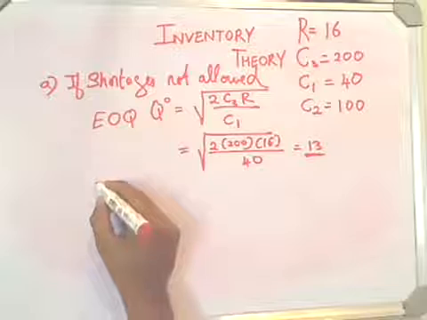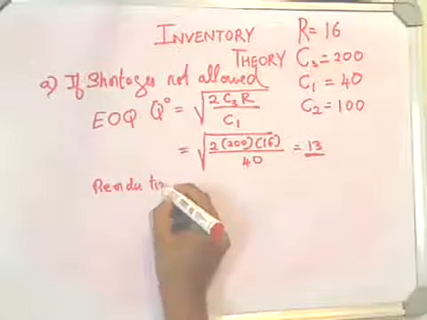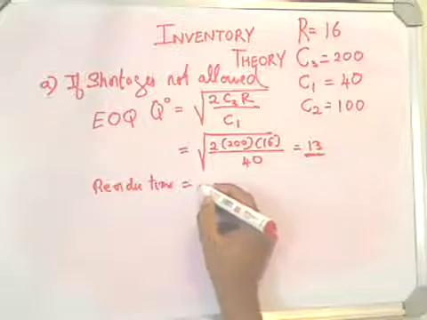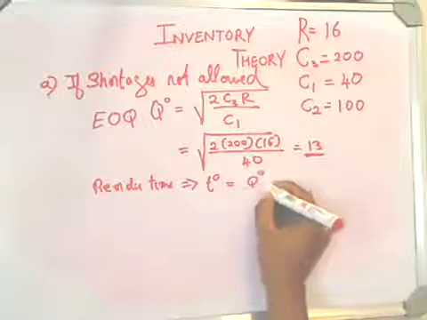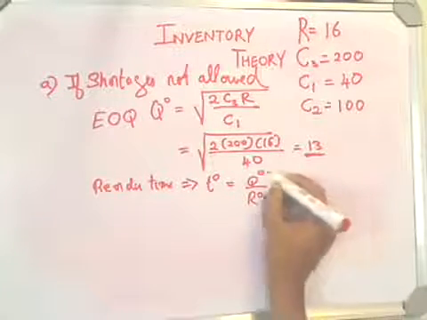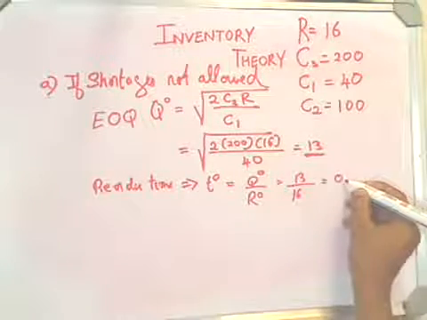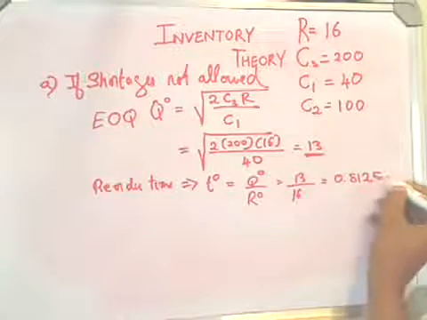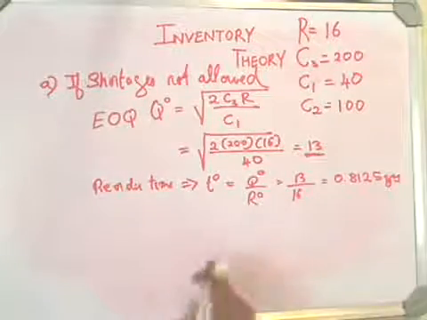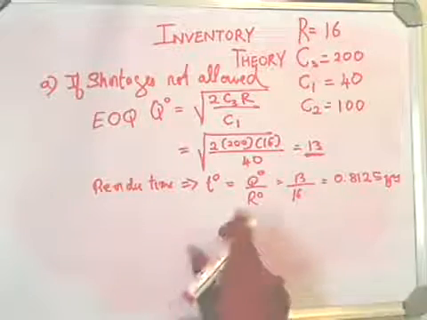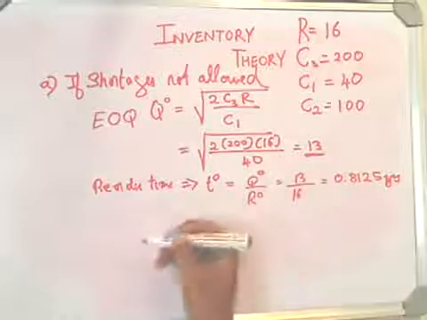Now let's look at the reorder time. The reorder time here is represented as T naught, which is equal to Q naught divided by R, which is 13 divided by 16. It comes to 0.8125 years. Okay, 0.8125 years. Then, as I told you, by using a whole number here, this becomes easier to calculate.